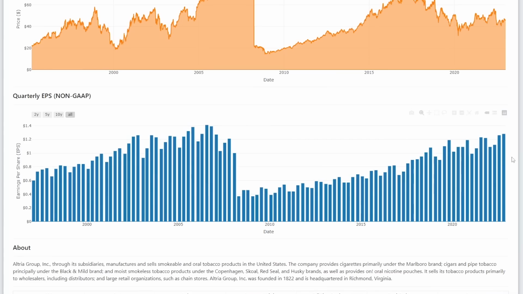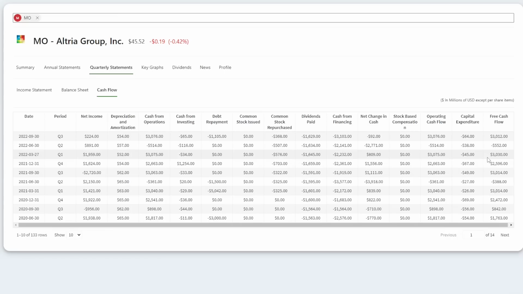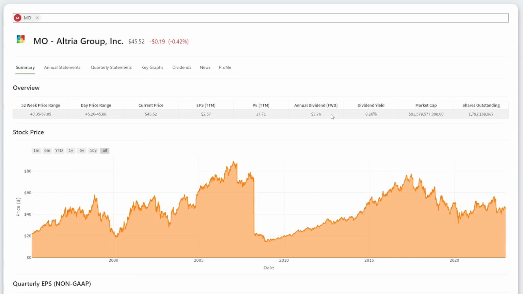Altria is a cash flow machine. In 2021, they generated $8.2 billion in free cash flow, paying out $6.4 billion in dividends. In the first three quarters of 2022, Altria is on pace to exceed that free cash flow. The forward-looking annual dividend is $3.76, and the dividend yield at the current price is 8.26%. That is incredibly high, but sustainable based on their free cash flow.